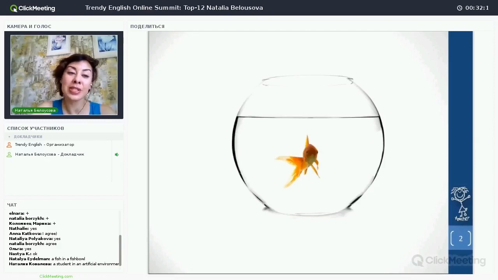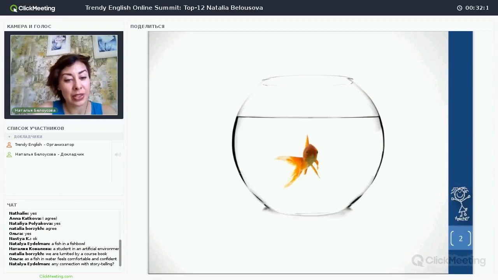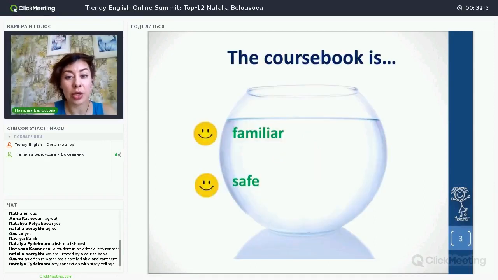So yeah, I always think that when students do things in the classroom, they're sort of in an artificial environment. You're absolutely right. And a coursebook is also like a fishbowl, I think, because it's more like an imitation of something that happens in real life rather than real life. And there are a lot of advantages of coursebooks. So the first two advantages are that coursebooks are familiar to the students and they feel safe. I think you've noticed that students get used to different types of tasks when they use coursebooks, and they also get used even to the layout of the pages. I think you've noticed that.